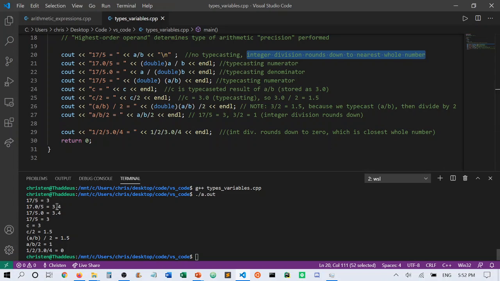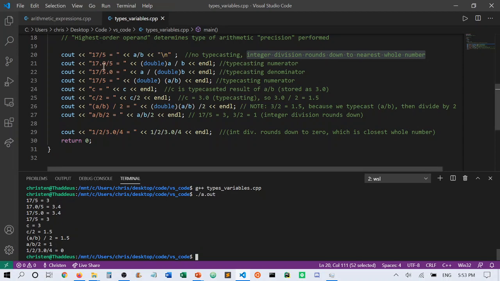In this example, we should get 3.4. But if we use an integer divided by an integer, then 3.4 gets rounded down to 3 because that is closer than 4. So the result that is displayed here is the rounded down number, which is 3.